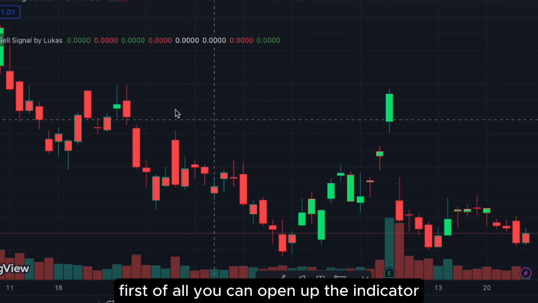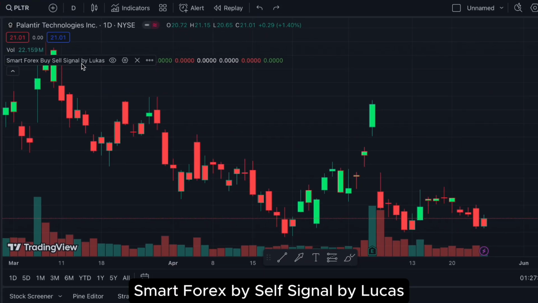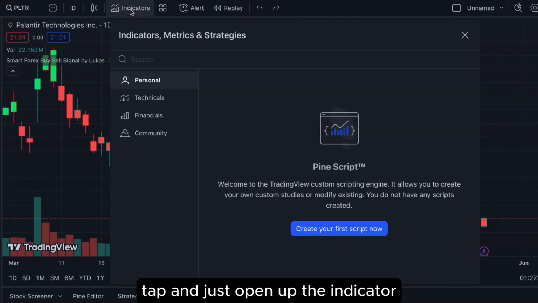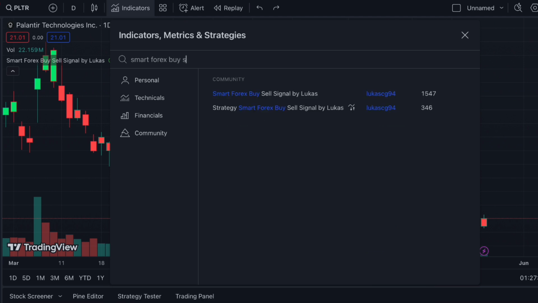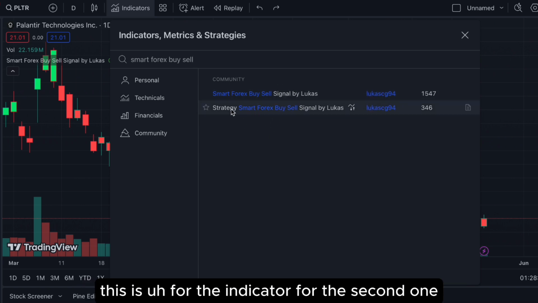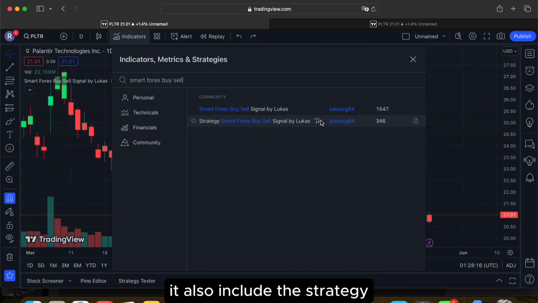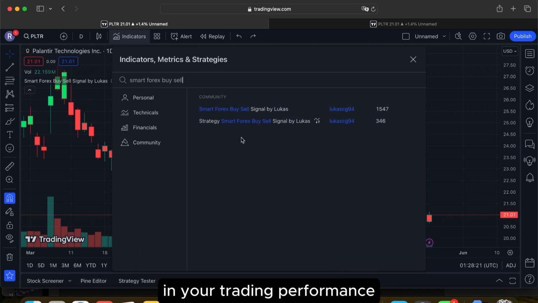First of all, you can open up the indicator, Smart Forex Buy Sell Signal by Lucas. You can go to the indicator tab and just type the indicator and choose either one of them. This one is for the indicator. The second one also includes the strategy, so that you can test the strategy in your trading performance.